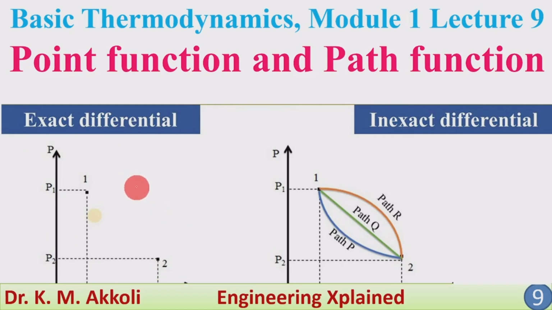And some of the parameters change during that energy transfer, and some parameters depend on the end state points only, and some parameters depend on the path followed during the change of state. And that change of state, if the path is defined, then we are going to call it a thermodynamic process. And in that thermodynamic process, those which depend on the end state points and those which depend on the path followed during the process are called point function and path function.